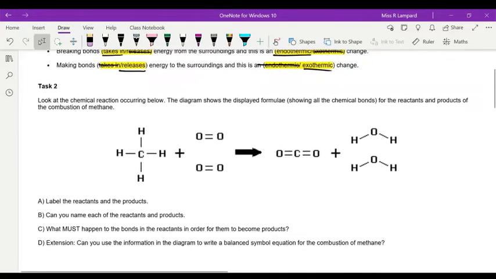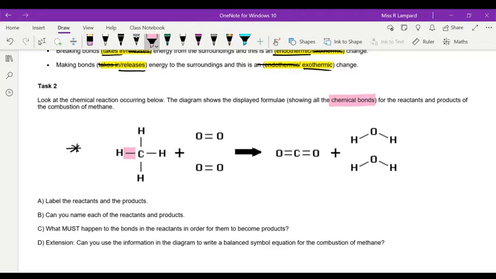So now I'd like you to have a look at task 2. Look at the chemical reaction occurring below. So we're looking at this reaction here. The diagram shows the displayed formulae, so that's showing all the chemical bonds. So for example, one of these lines here is a chemical bond. In fact, it is a covalent bond.